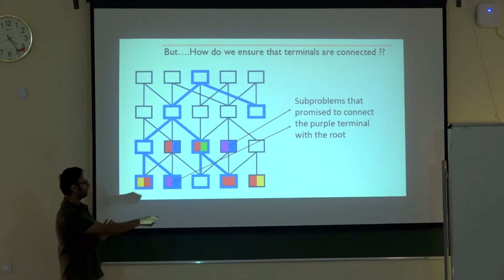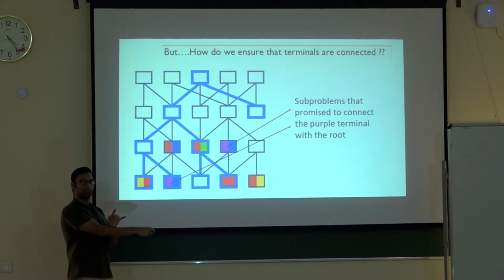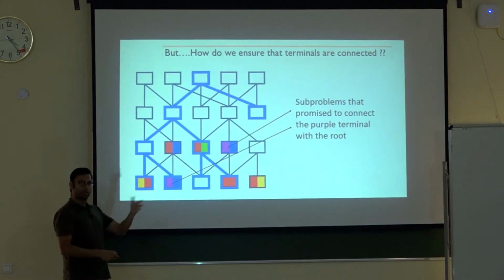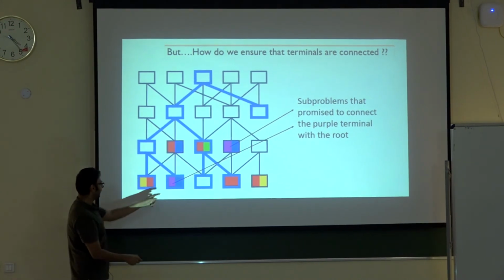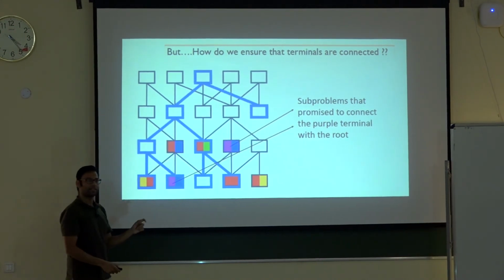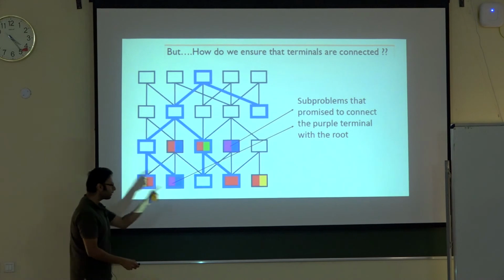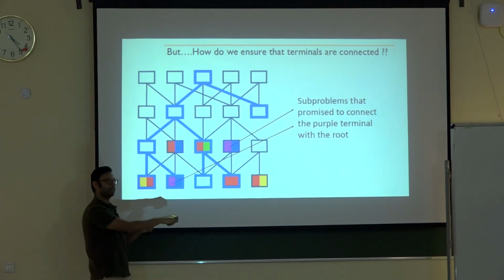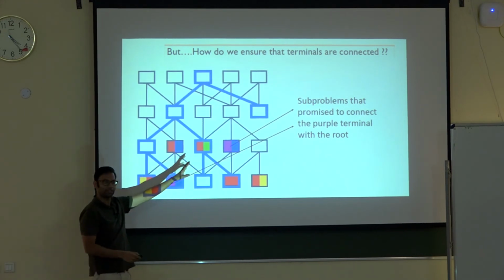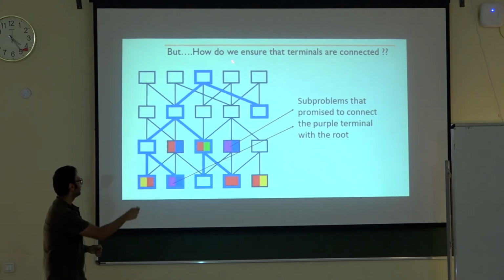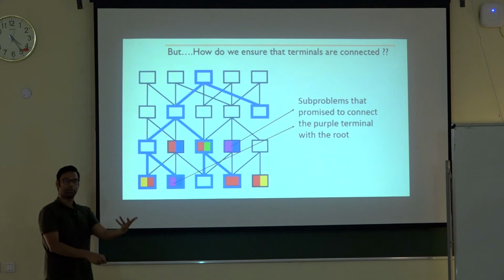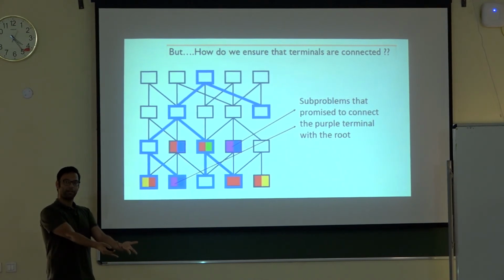So if I think about the purple guy, that's a terminal. The covering problem that I want to solve is: give me a tree such that I include one box in my tree that contains purple, include one box in the tree that contains red, include one box in this tree which contains green, and so on and so forth. And if I can ensure that, then this tree exactly corresponds to solving the dynamic program and outputting a Steiner tree.